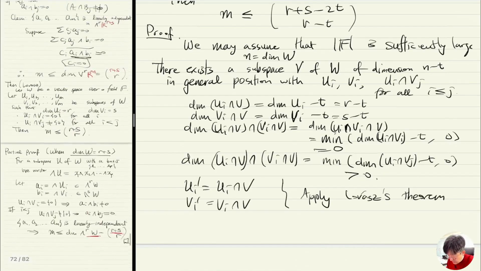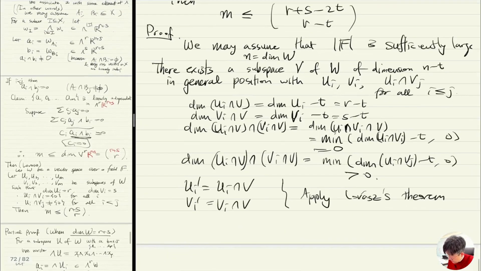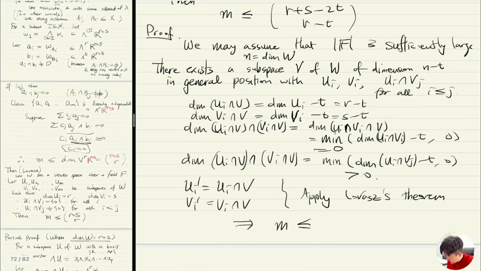Right? So where is it? We apply that theorem. This implies that m is at most (r plus s minus 2t choose r minus t). All right. So that's the proof.